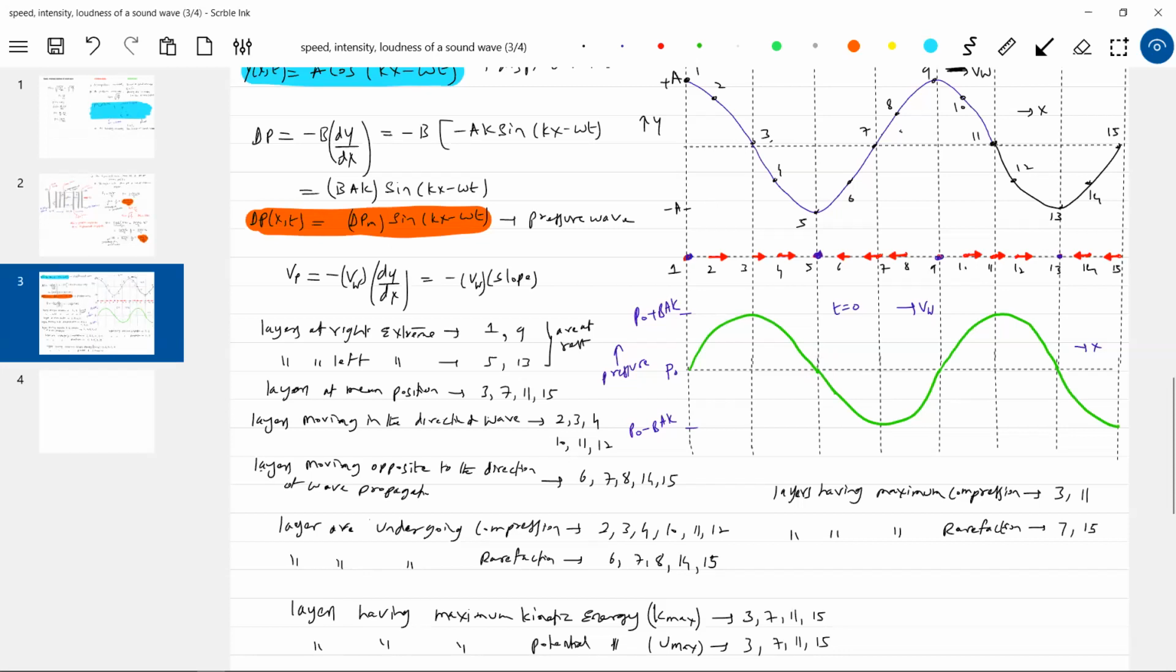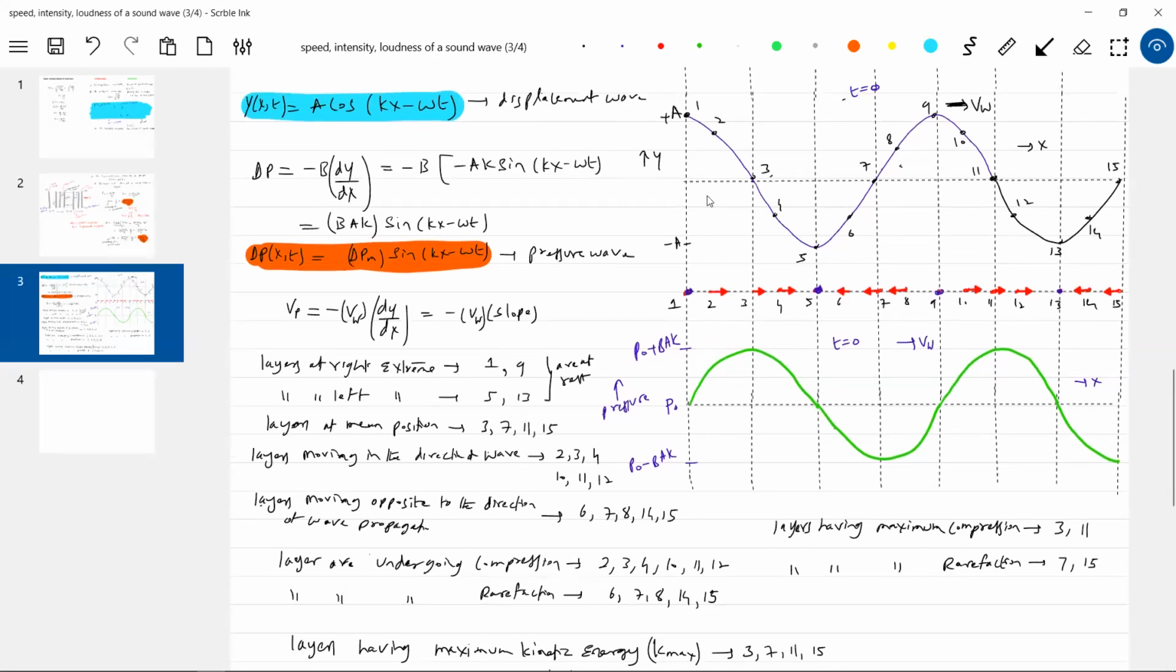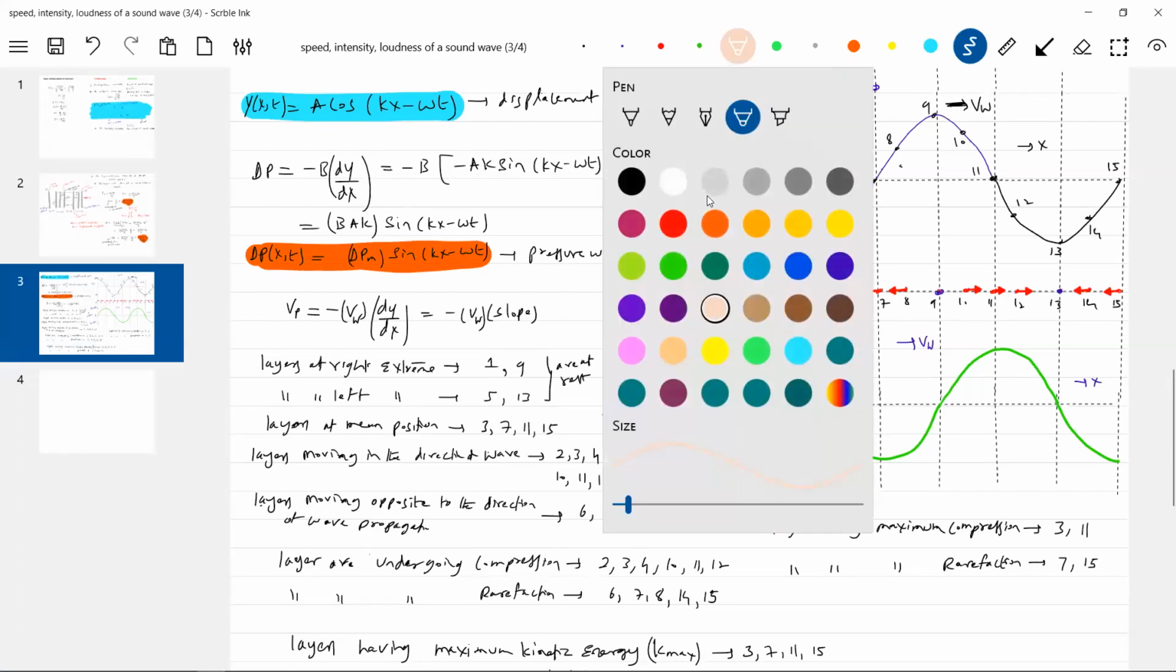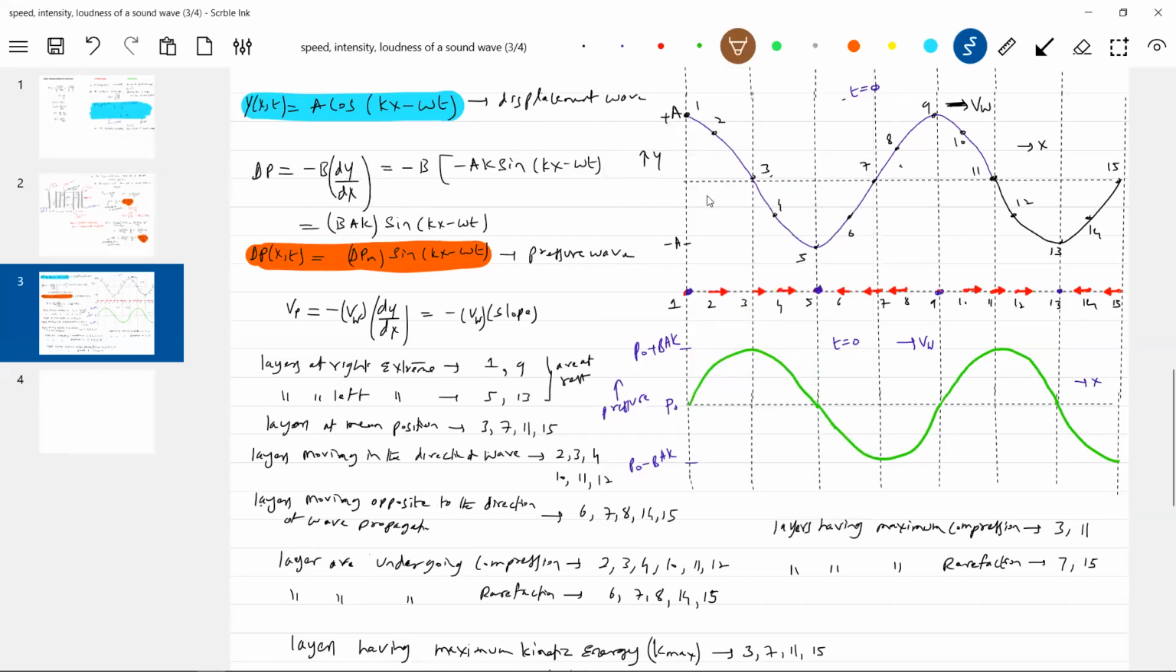So shall we put like this here? The one best conclusion is what I wanted to make here. Where is the blue color one? Some other. Let me take this one.